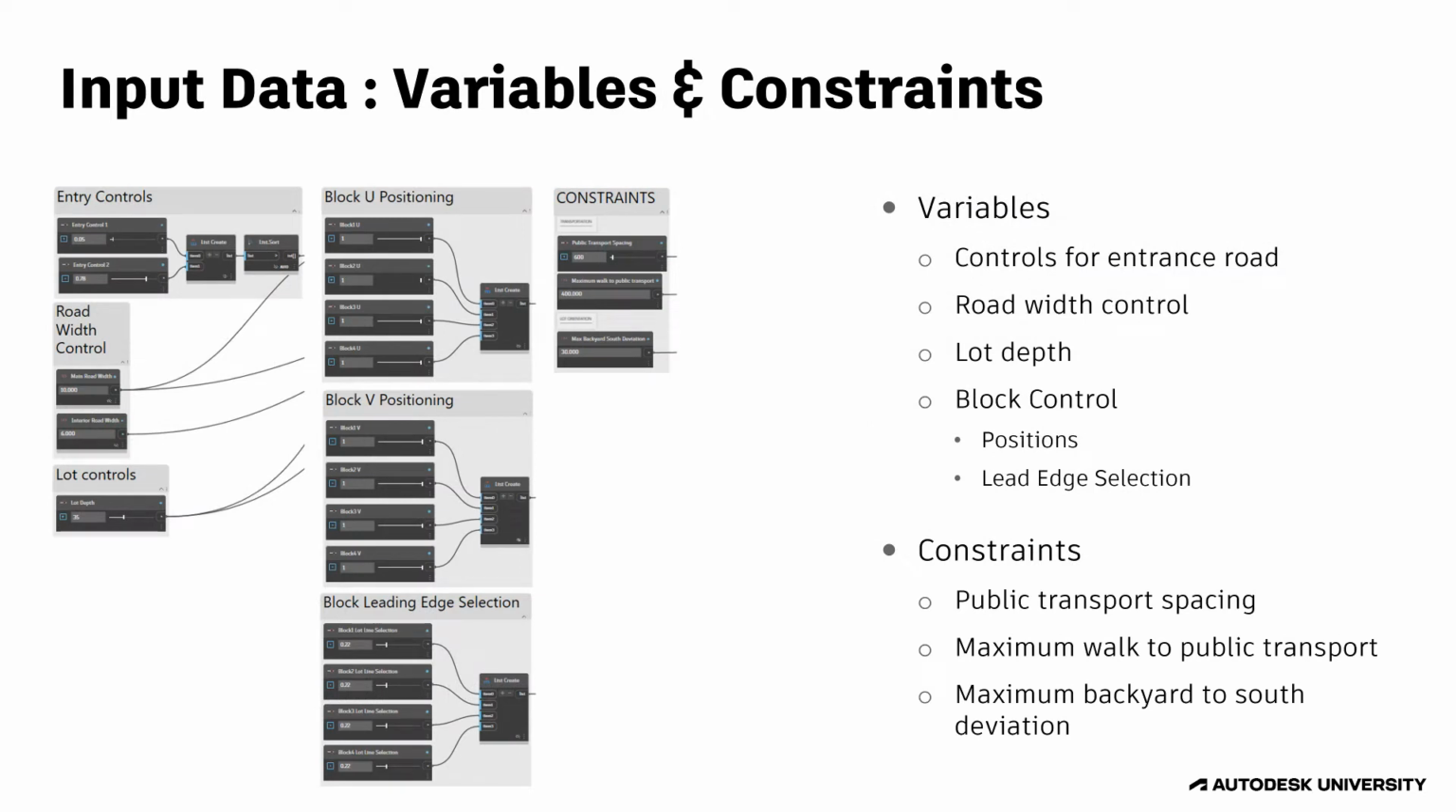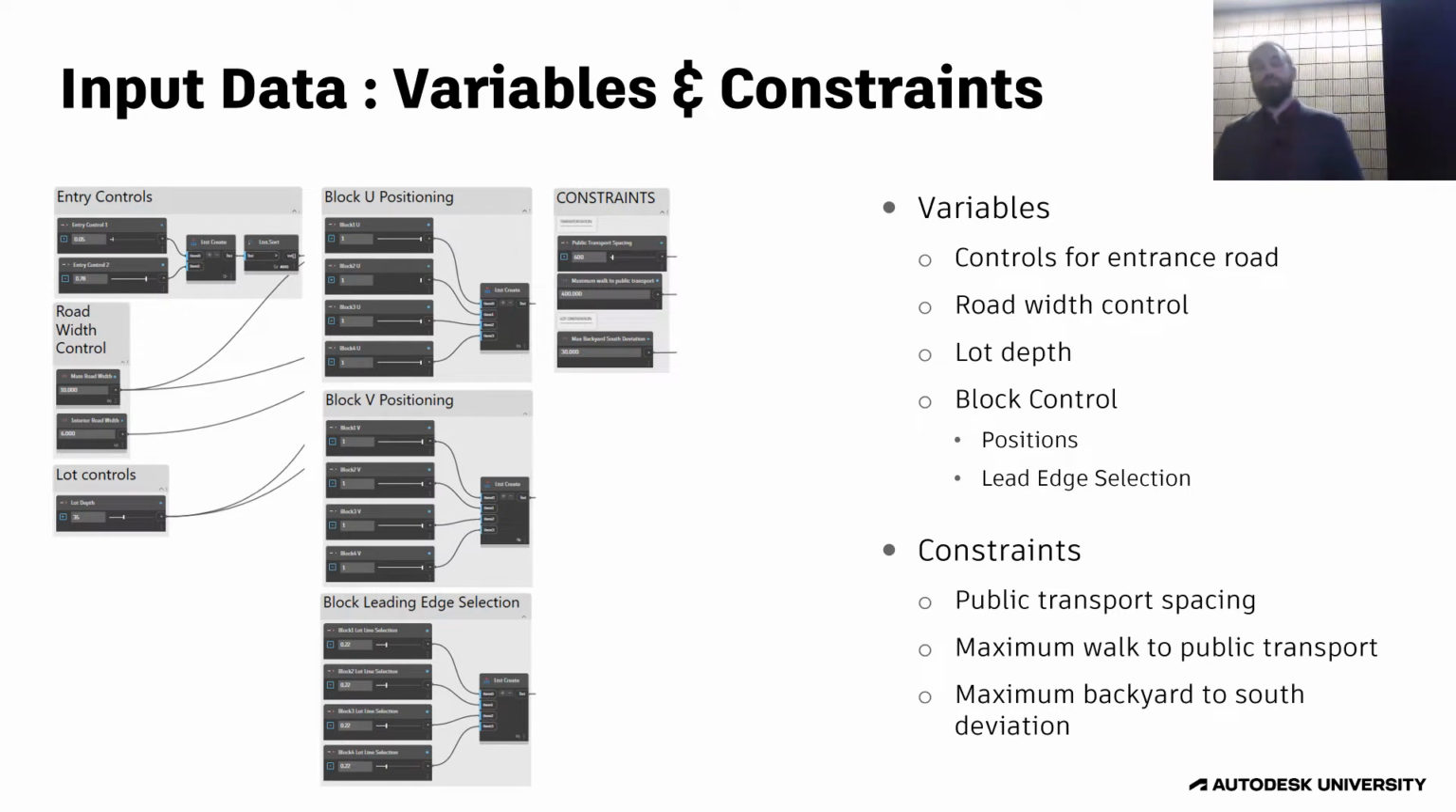Within our input variable and constraint data, we're going to set up our entry controls. These define where the cars come into the site, where the people get into our neighborhood. Our road width controls control how wide our major roadways and minor roadways are, as well as our lot depth.